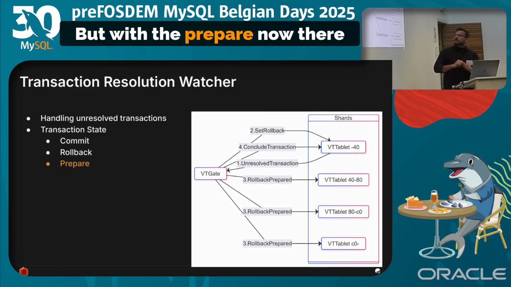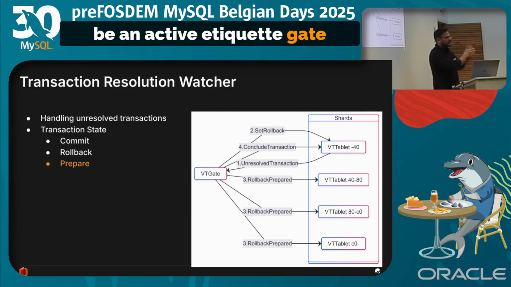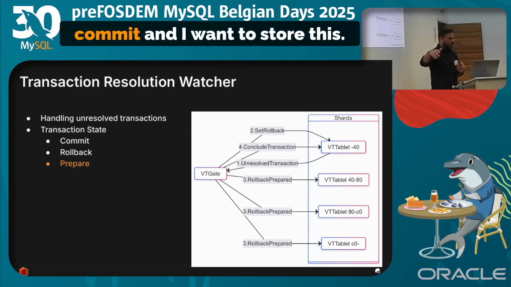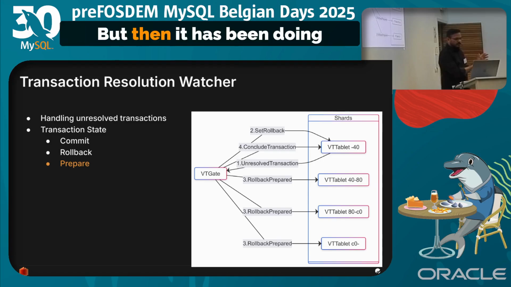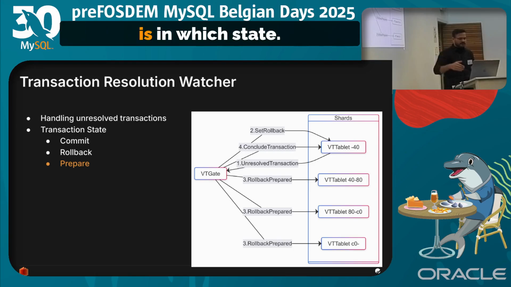But with the prepare, there can be a race, because there can be an active VTGate who's trying to commit and store this, but it has been doing nothing for a very long time, so we don't know what state that VTGate is in.